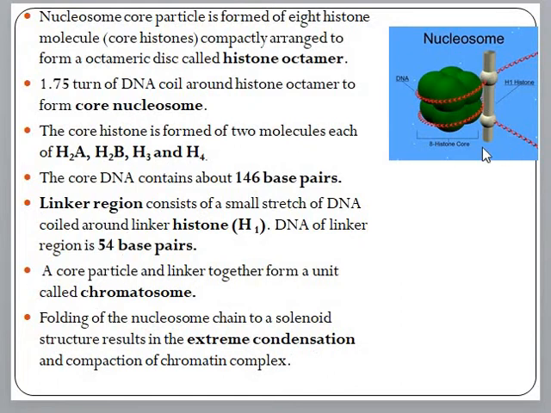A nucleosome core is formed of 8 histone molecules compactly arranged to form a histone octamer and 1.75 turns of DNA coil around the histone octamer, and now it becomes a core nucleosome. The histone molecules present in this core are H2A, H2B, H3 and H4. The DNA which turns around the core contains 146 base pairs.